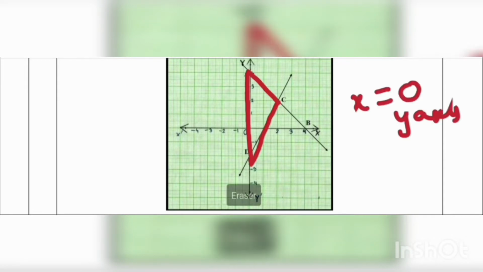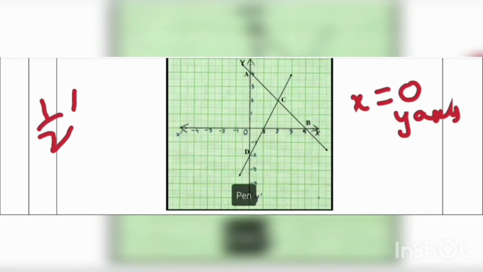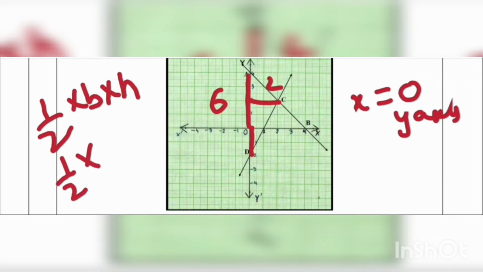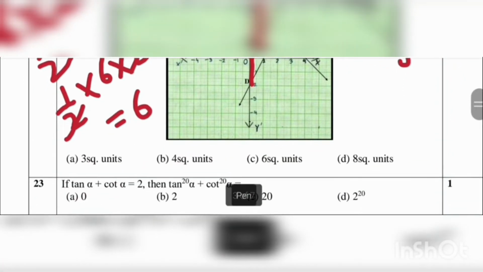We know the area of a triangle formula is half into base into height. For this triangle, this will be the base and this will be the height. Now let us find the length of this base. This base length is from here to here, it is 4 units, and going down it is 2 units. So the base is 6 units and the height is 2 units. So it will be half into 6 into 2. 2 will cancel. Area will be 6 square units. So option C is the correct option.